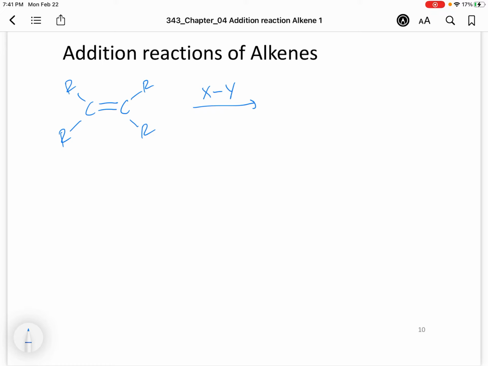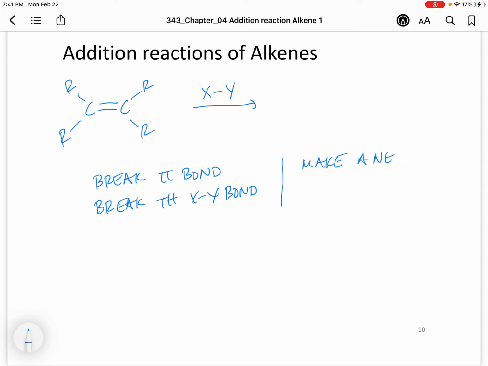And what's going to happen is we're going to break a pi bond, and we're going to break the XY bond, okay? And we're going to make a new carbon X and a new carbon Y bond. So we're breaking two bonds and we're forming two bonds in this reaction. And so it looks like this.